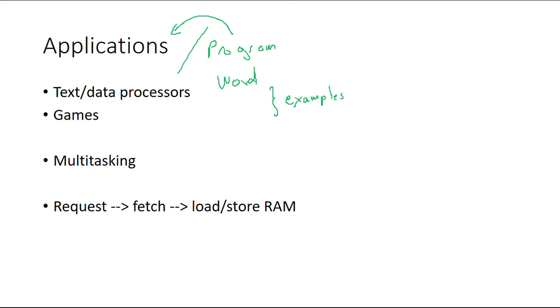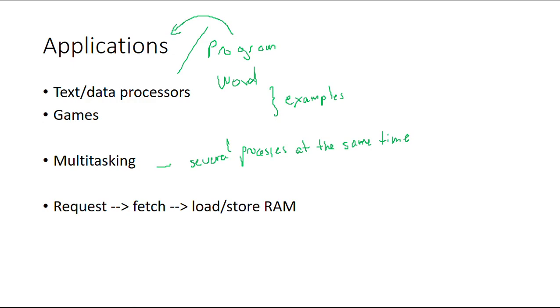Now, you have ways of doing several things at a time. It's called multitasking. Basically, you're able to run several processes at the same time. So that is multitasking. Several processes at the same time. There you go.